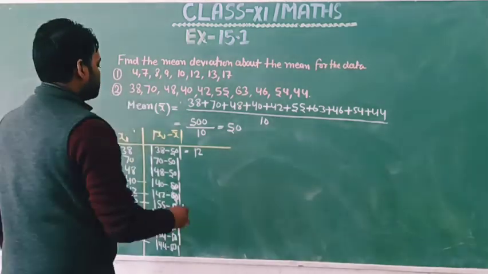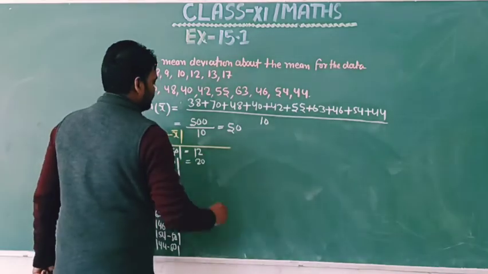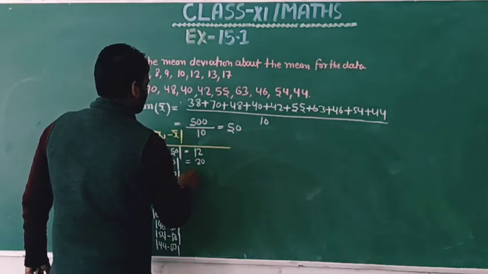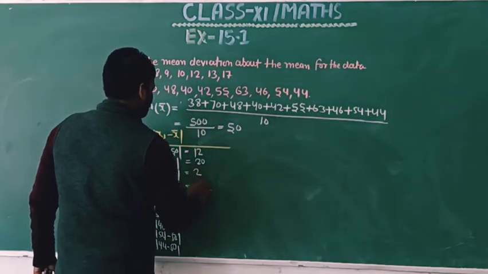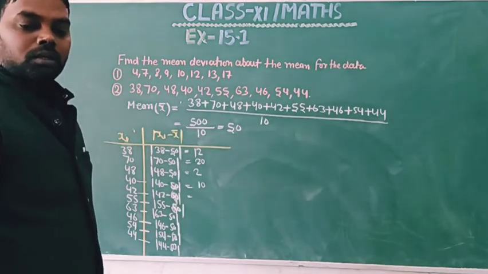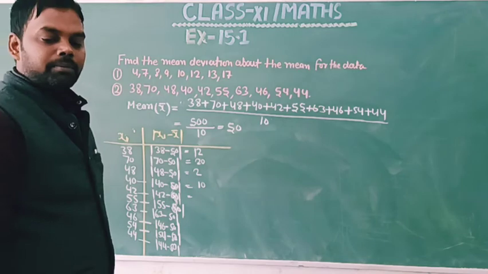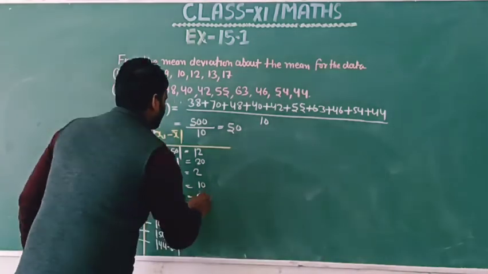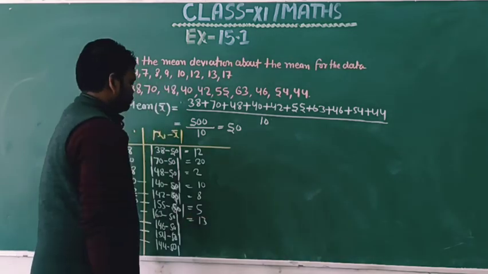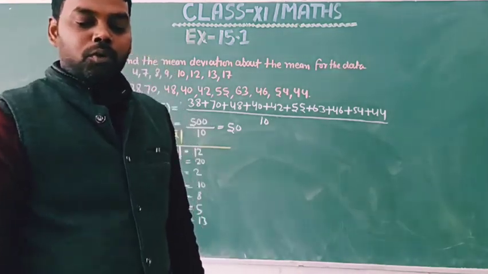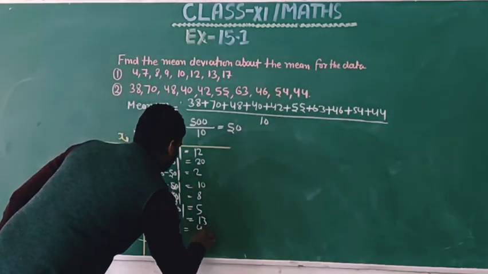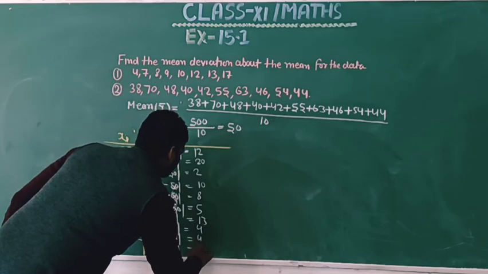The deviations are 12, 20, 2, 10, 8, 5, 13, 4, 4, 6.